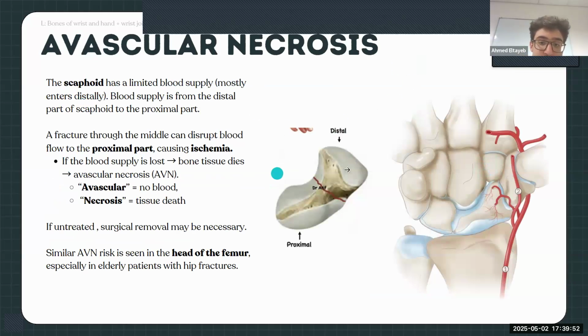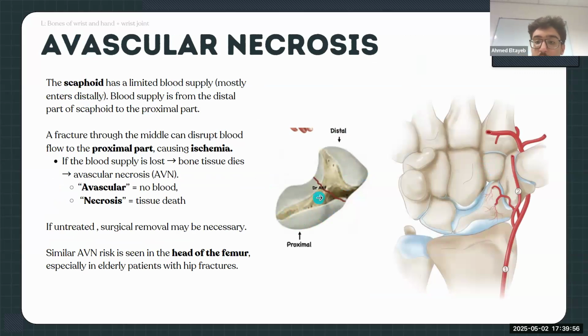So the scaphoid blood supply is kind of unique. Now, what do we mean by that? Basically, the radial artery is going to supply it. But it's going to supply the distal aspect of it first, or more prominently. So you can see this is the proximal scaphoid and this is the distal scaphoid.